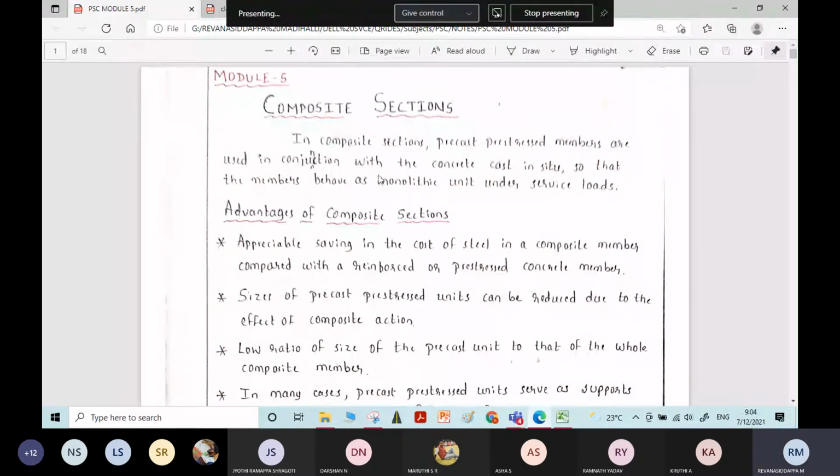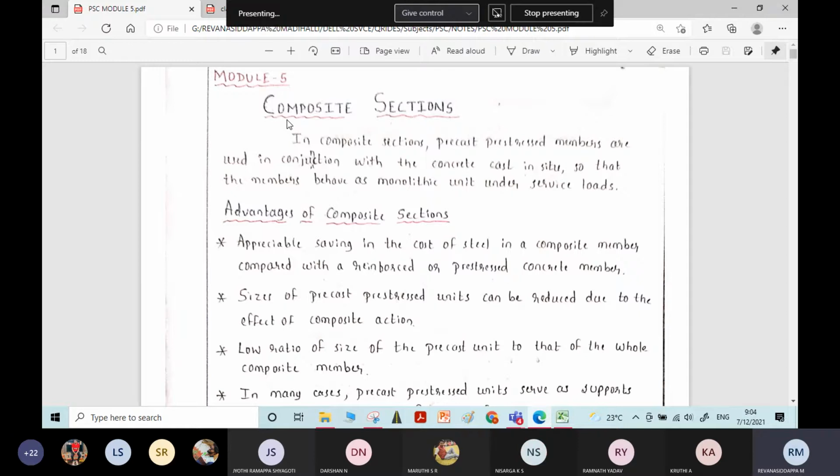The composite sections, what may be the meaning of composite section? The name itself represents its definition. A composite section is the combination of pre-stressed concrete and reinforced cement concrete. Instead of going for only pre-stressed concrete or only reinforced cement concrete, a combination of both will be utilized for a construction. Then it is called a composite section.